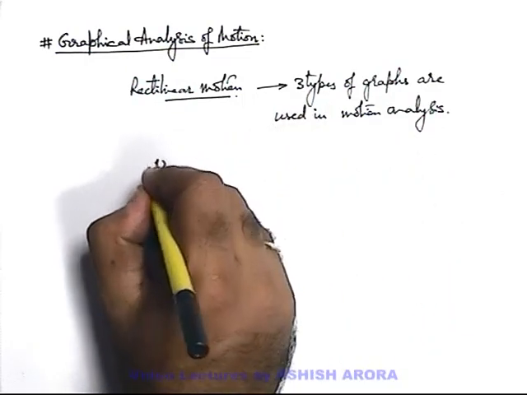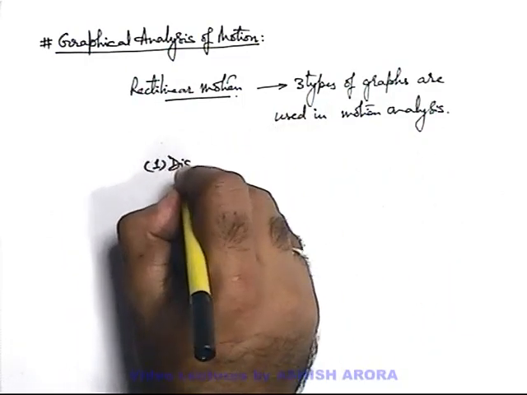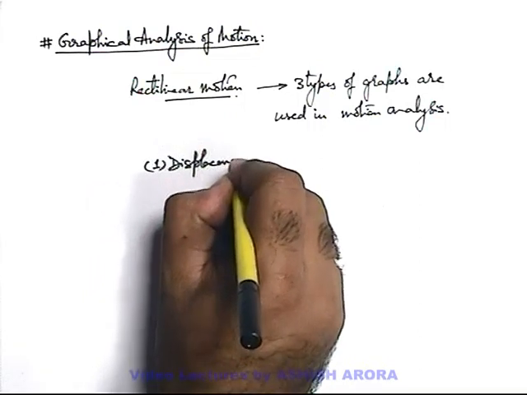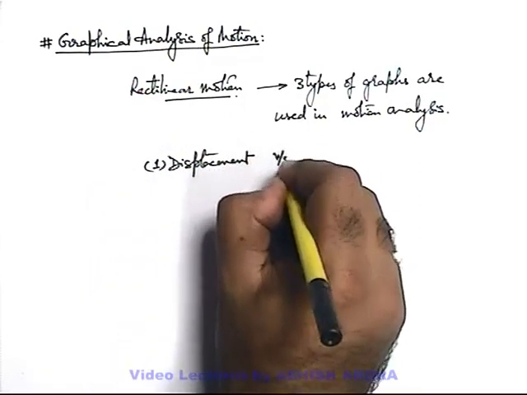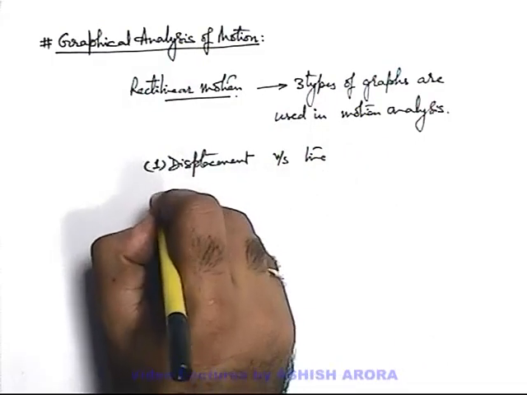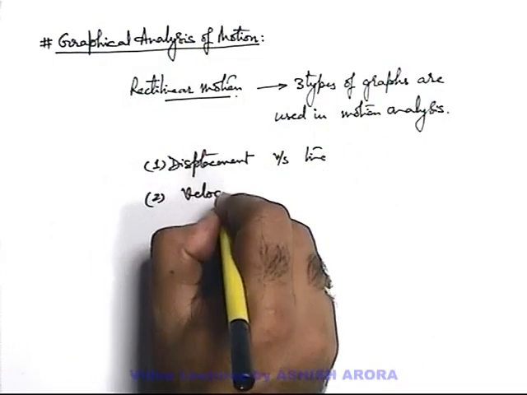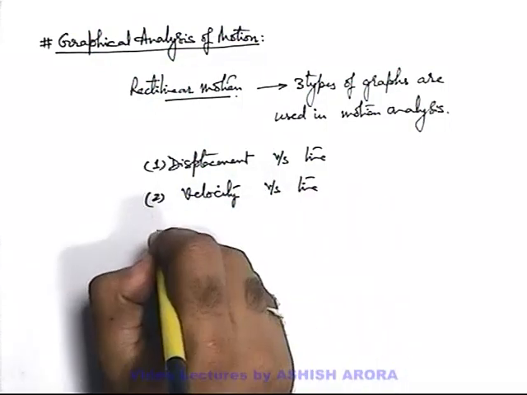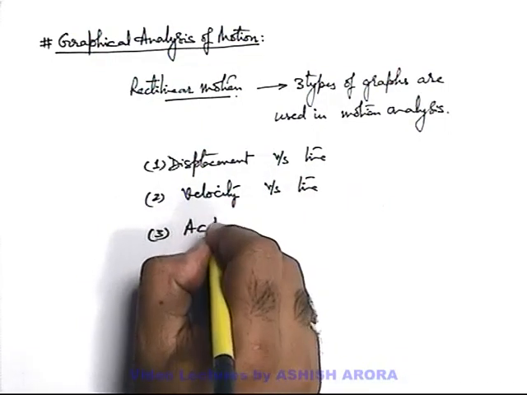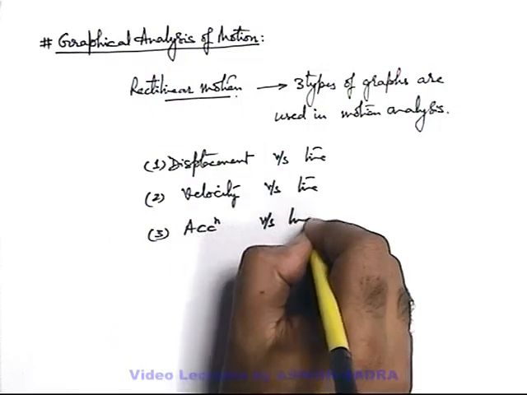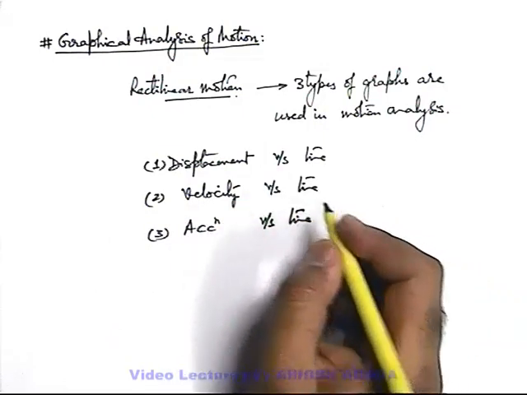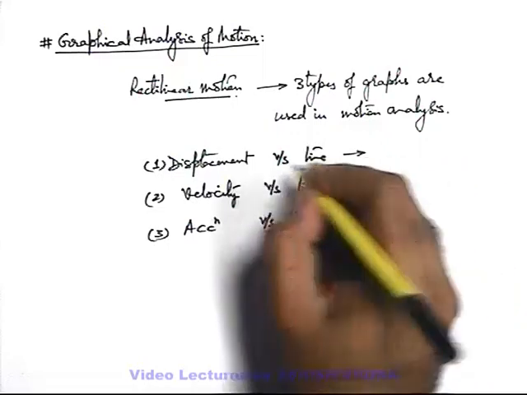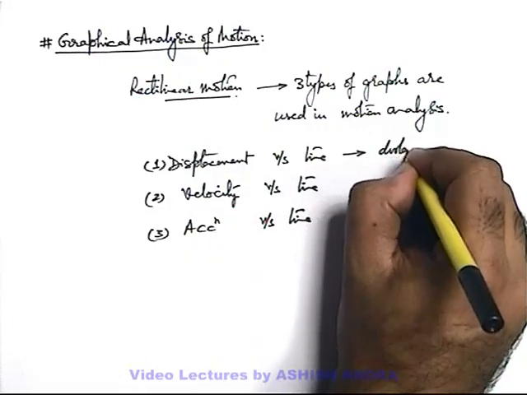These three types of graphs are displacement versus time graph. The second is velocity versus time graph. And the third is acceleration versus time graphs. We also discussed the variant of displacement time graph as distance time graph.